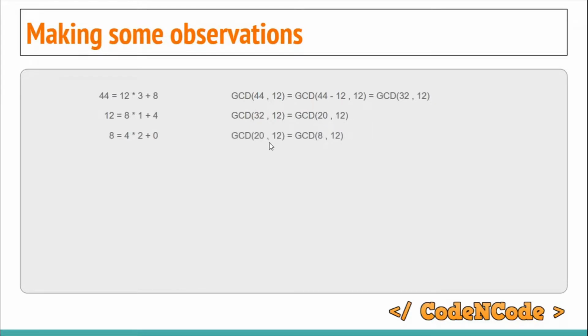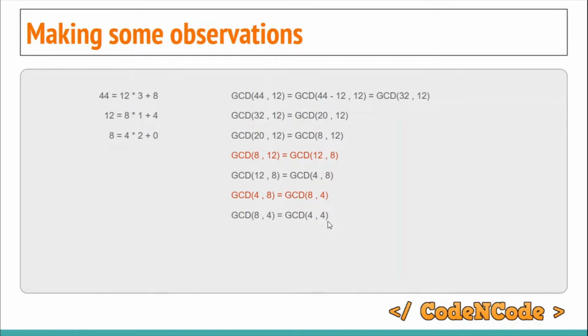Again, GCD 20, 12 would be GCD 8, 12, but now we cannot subtract B from A because B is larger now, so we would simply swap the positions of A and B, and this follows from observation 2, where GCD of A, B is equal to GCD of B, A. Now again we would replace GCD of A, B with GCD of A minus B, B. So GCD of 12, 8 would be GCD of 4, 8. Again B is greater than A, so we would swap their places. So GCD of 4, 8 is equal to GCD of 8, 4, again using observation 2.